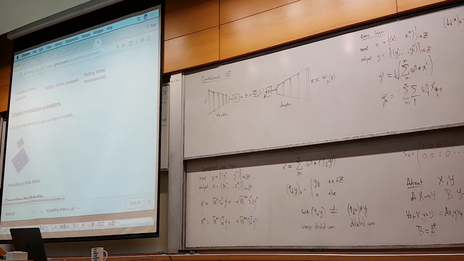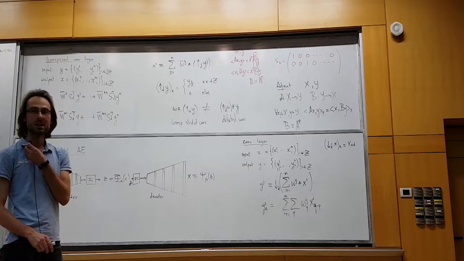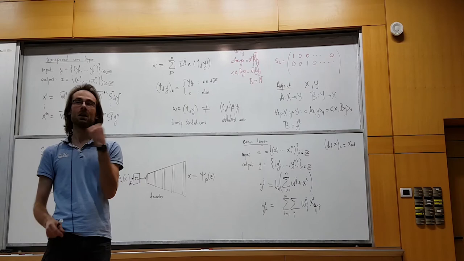Okay, so let's do the break, and after the break we'll see how to construct a variational autoencoder and why we need it. Now, there is one more thing that probably is worthwhile mentioning.